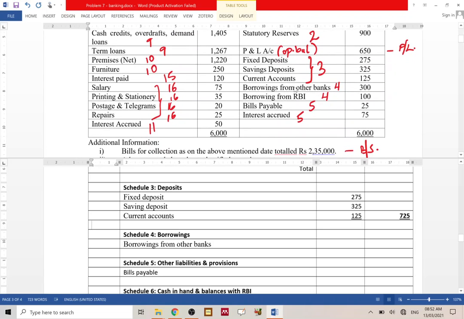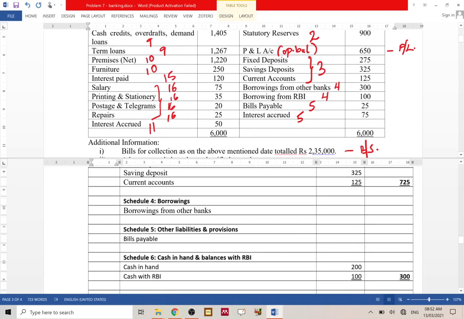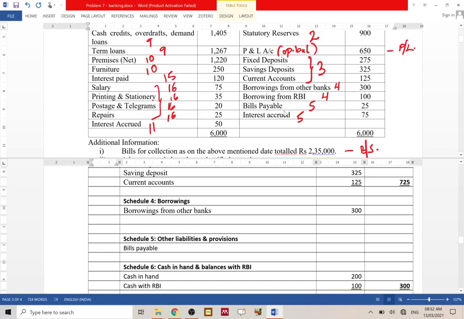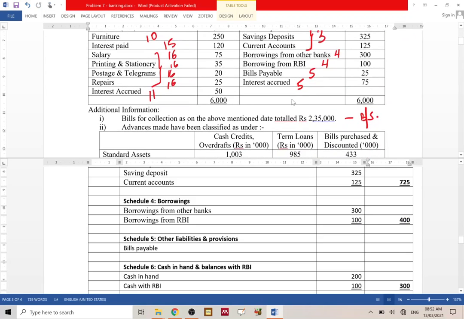Then next schedule is schedule 4, borrowings from other banks is 300, not to be totaled up yet, and we have yet another item, borrowings from RBI. In this particular problem we have two borrowings from RBI, amount is 100. Okay, so total of these two, again that comes in the outer column, 400. Done. Next is schedule 5, that is other liabilities and provisions.